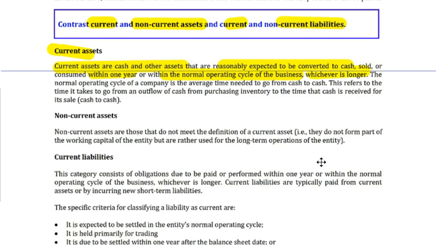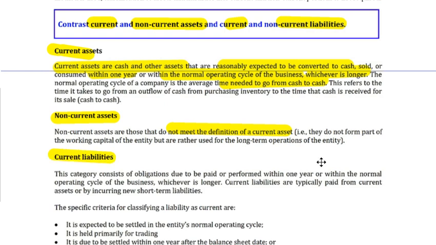The normal operating cycle of a company is the time needed to go from cash to cash. In other words, from the time that the item started in the process, normally the purchase of inventory, until it's sold and cash is received in the form of payment of accounts receivable. Then you've got non-current assets, and it's a nice easy definition: those assets that don't meet the definition of a current asset. In other words, they're longer term.